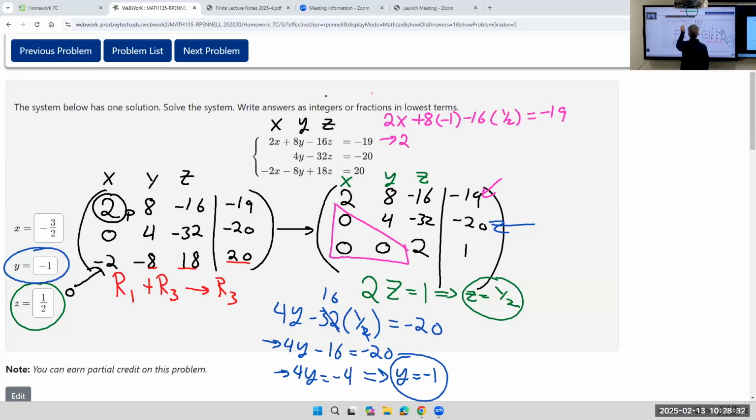Wait, sorry to interrupt. Go ahead. Did you mean negative? Wait, you got negative 16, but it says 18z. Am I pulling that from the wrong row? I don't know. Maybe I'm messing up. I think I have 2x, 8y, negative 16 equals. Okay, yeah. I pulled it from the wrong row. I'm sorry.